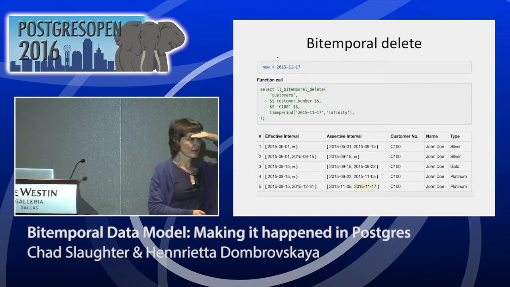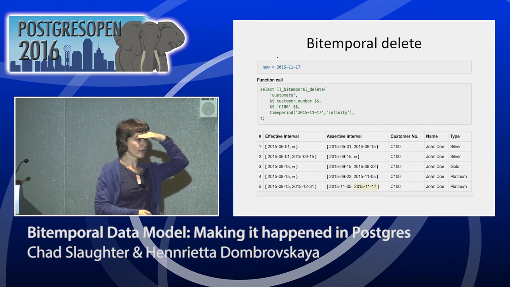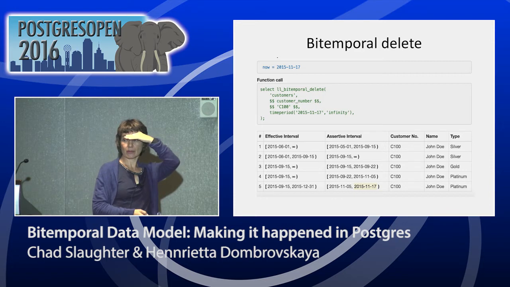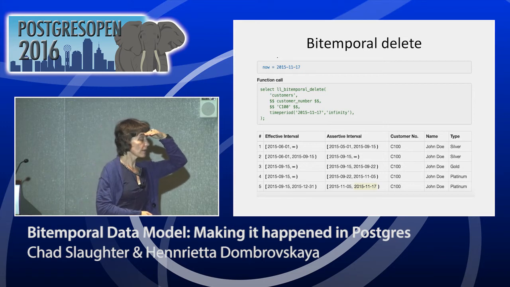I might have missed this because I had to step out and take a call, but I assume you had to add the btree gist extension to be able to generate those exclusion constraints? Yes. He was asking if we had to add the btree gist extension. Yes, we did. Yes, definitely.